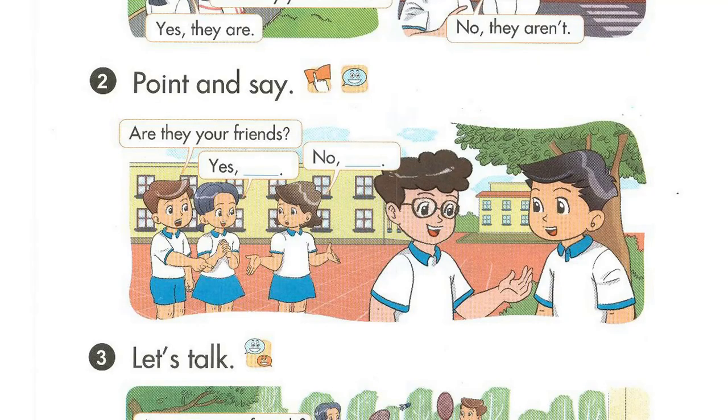Page 32. Lesson 2. Activity 2. Point and say. Are they your friends? Yes, they are. Are they your friends? No, they aren't.